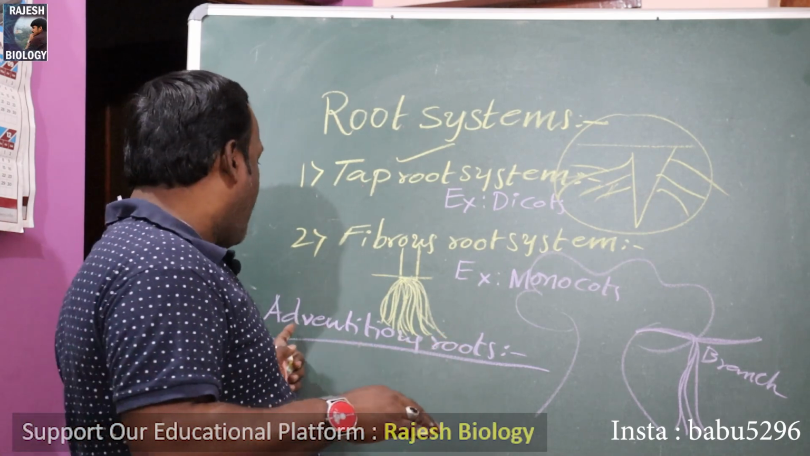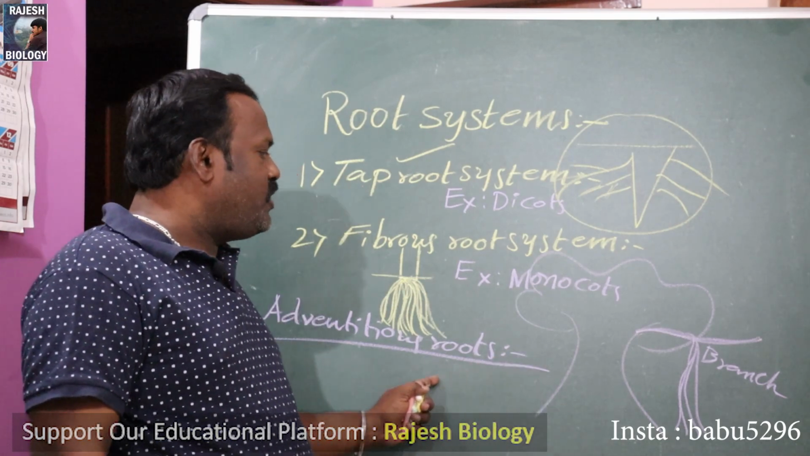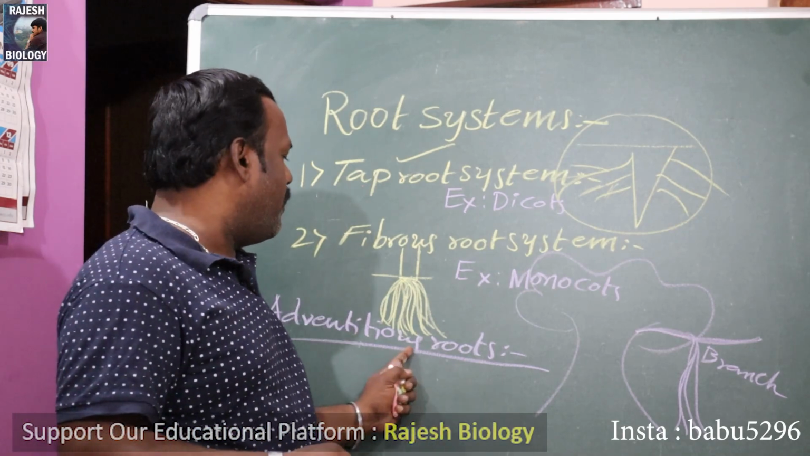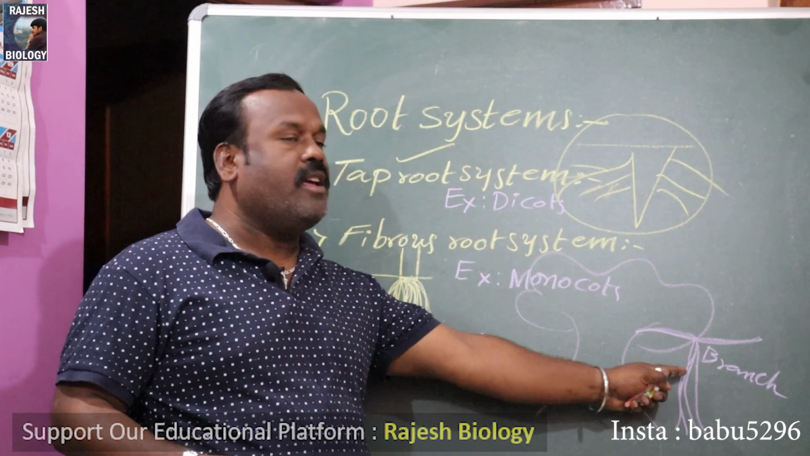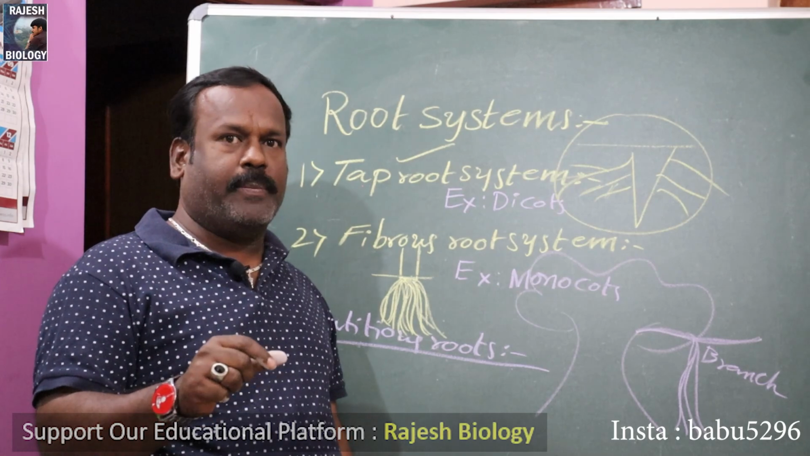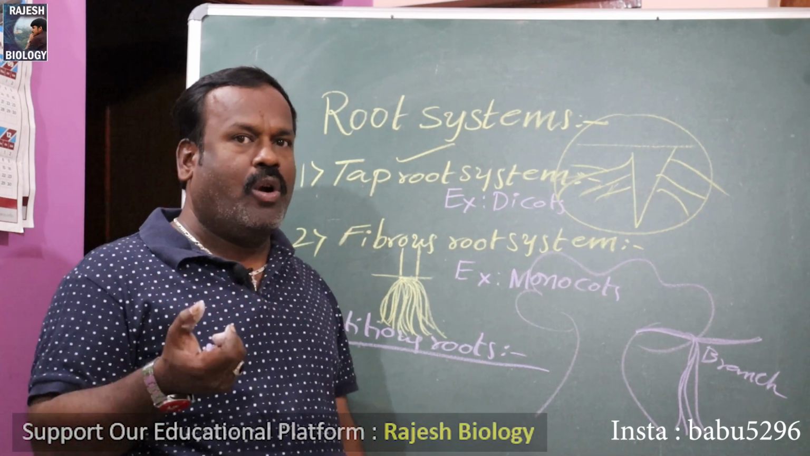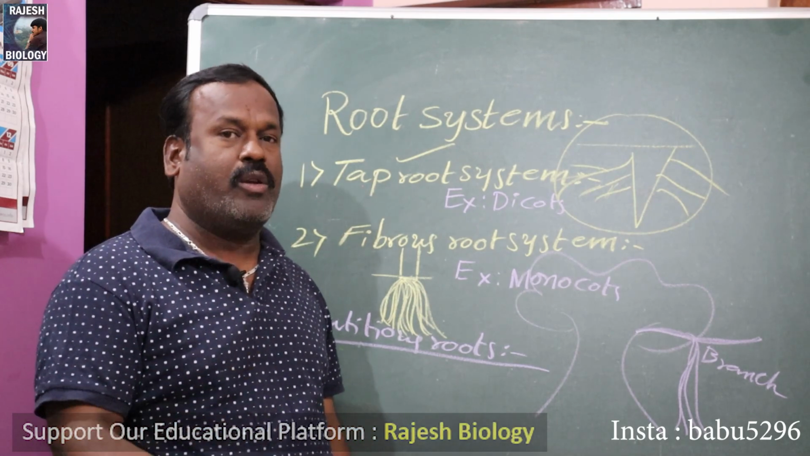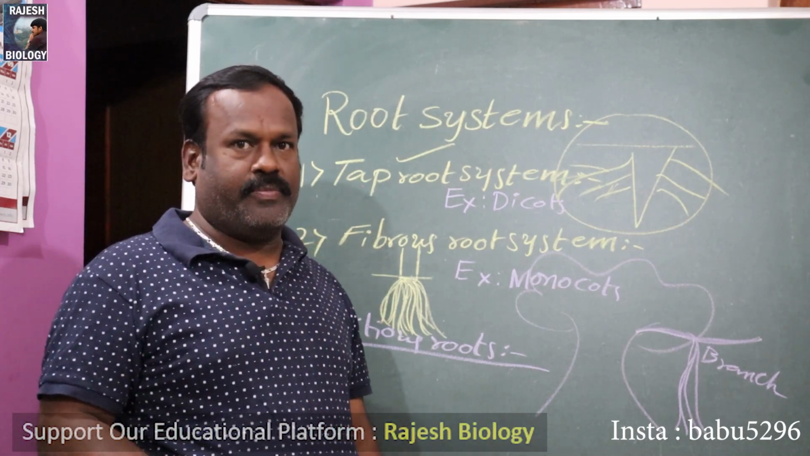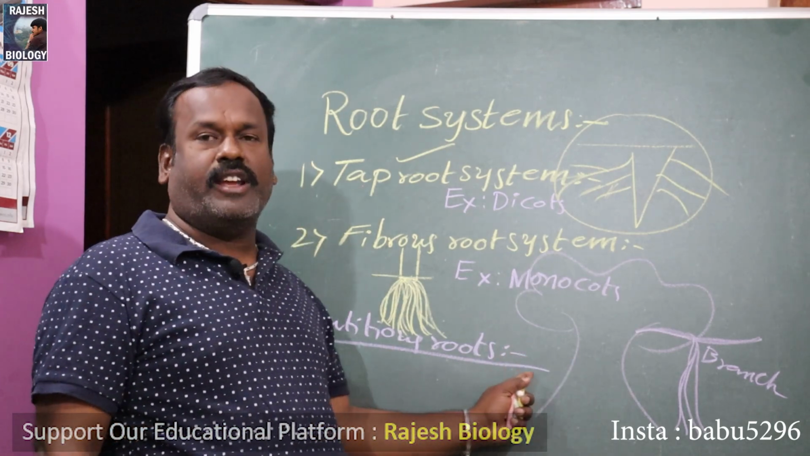In place of the radicle, many roots originate, all at the same level: the fibrous root system. And next, the special type, the adventitious root system: other than the radicle, any part of the plant body that produces roots gives adventitious roots. Sometimes branches produce roots. For example, in maize and sugarcane, the lower node of the stem produces roots that penetrate into the soil. Those roots are called stilt roots, and stilt roots are also adventitious roots.